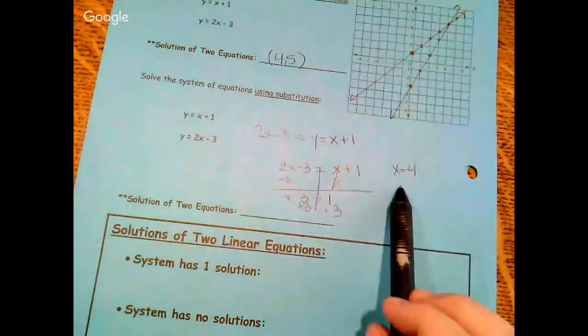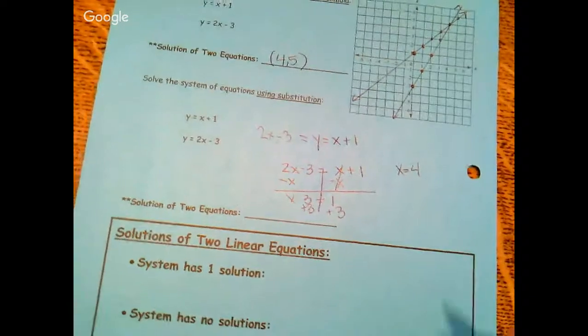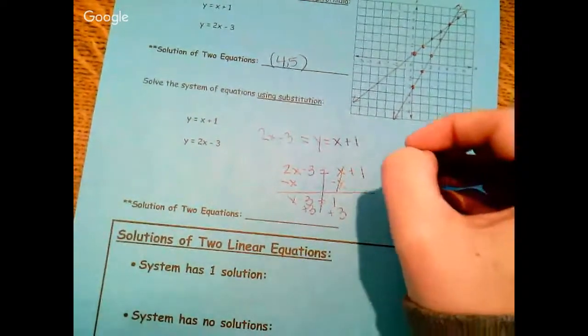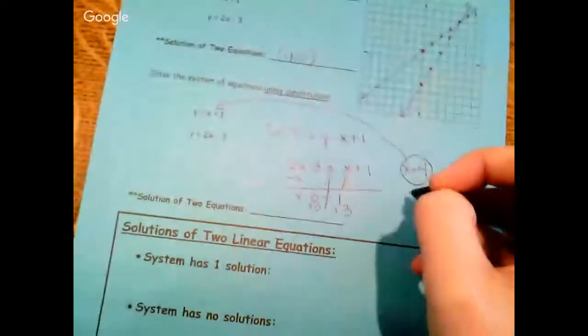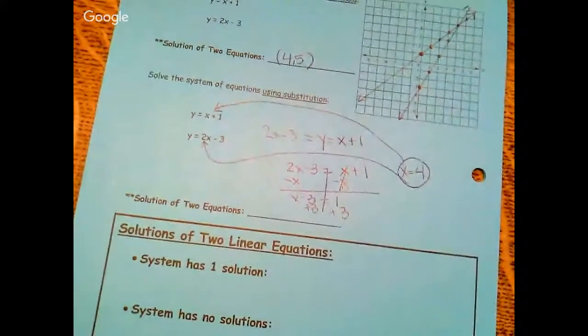So we have x is 4 here. We have x is 4 down here. Now we need to figure out what the y is. So what we're going to do is take our x value, just like we checked with our graphs, and plug it into both equations to make sure that it checks and that we get the same y value.